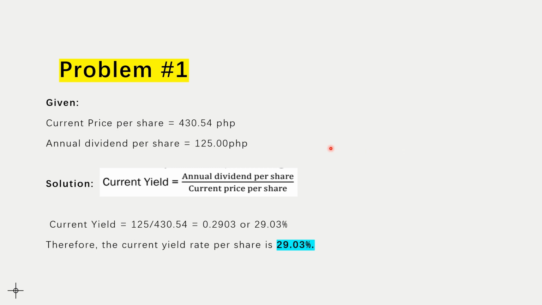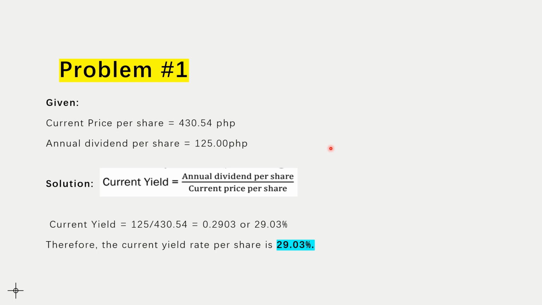The given was the current price per share, which is 430 pesos and 54 centavos, and the annual dividend per share, which was 125 pesos per share. So now, going back, what we're finding here is the current yield. And going back to our first slide, we could see that the formula for current yield is just dividing the annual dividend per share over the current price per share.